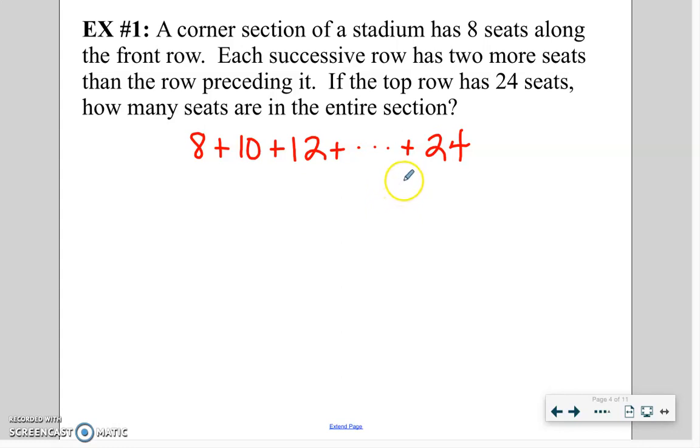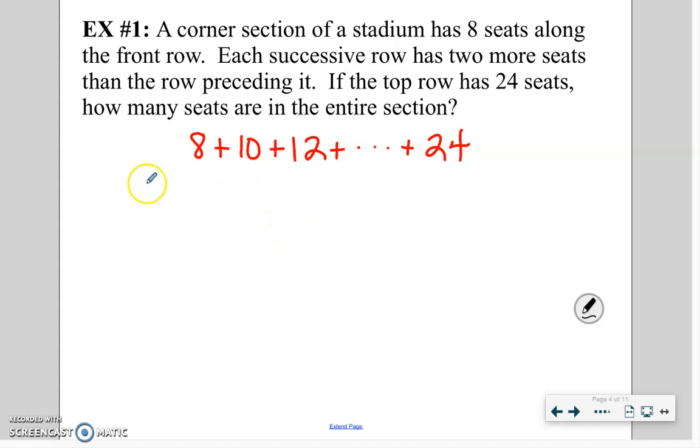But we're going to practice using the formula just so we get a feel for how that works, and then consider the fact that this is a simple example, but other examples might not be so simple. 8, 10, 12, all the way up to 24, that's not that many numbers for us to sit and type out, but if this ended at like 24,000, that's a lot.